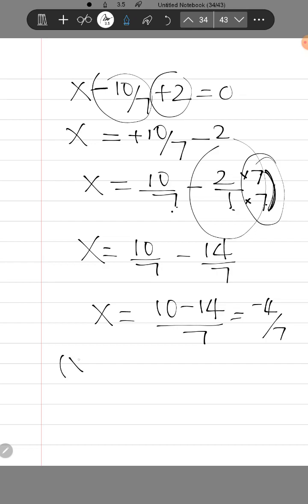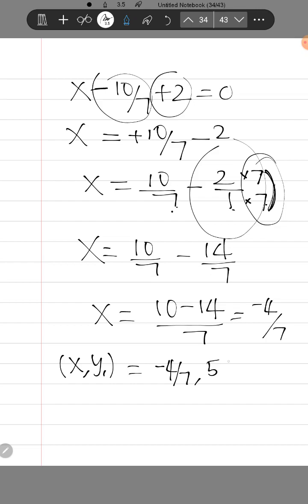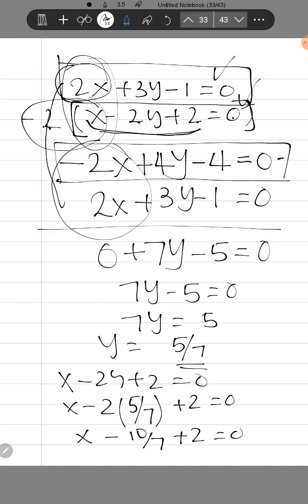So in the form of x comma y, the point which exists on both graphs has x value minus 4 over 7 comma y value 5 over 7. So that means this point is on both graphs at the same time. If we put these x and y values in any of the two original equations, we must have a true statement. The whole equation has to end up true.